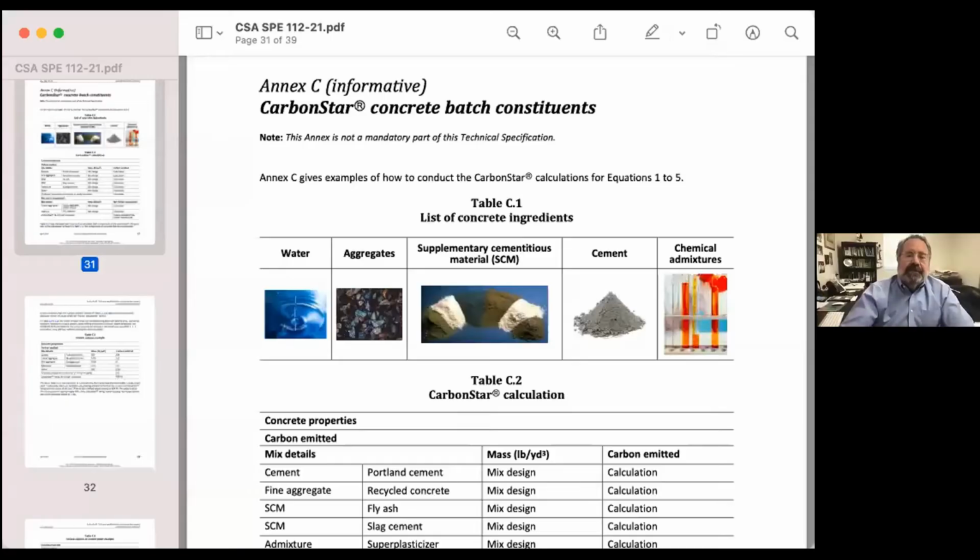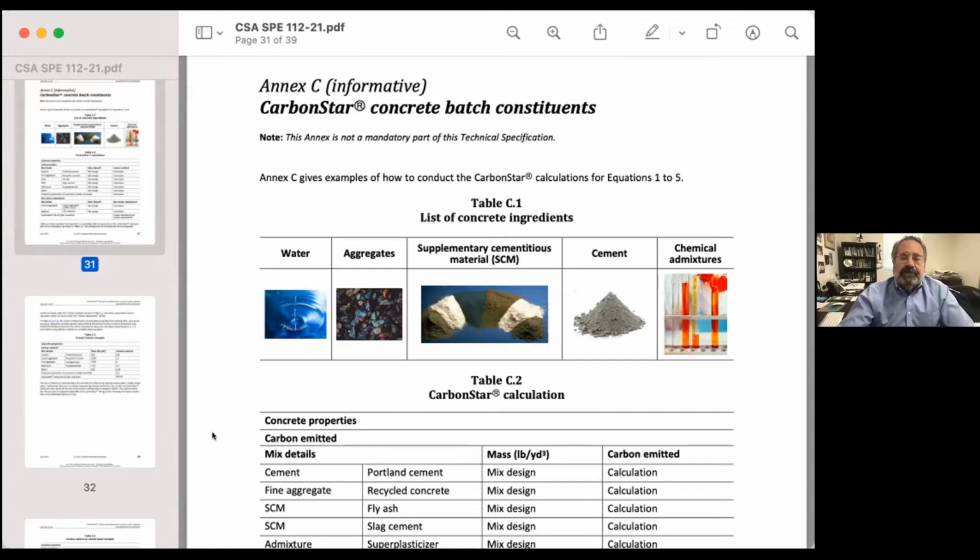There's been a new standard created, funded by the Canadian government, and developed over a year by a list of experts, called the CarbonStar standard. CarbonStar allows someone to take a simple mix design and quantify it.